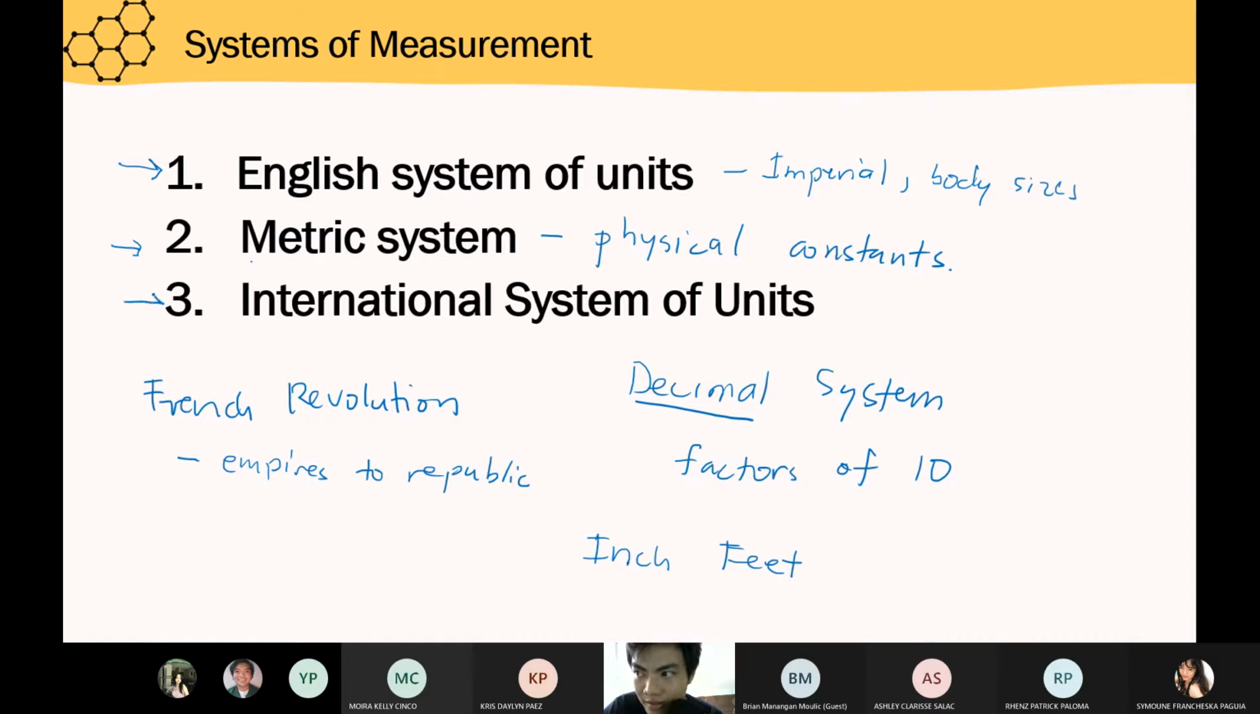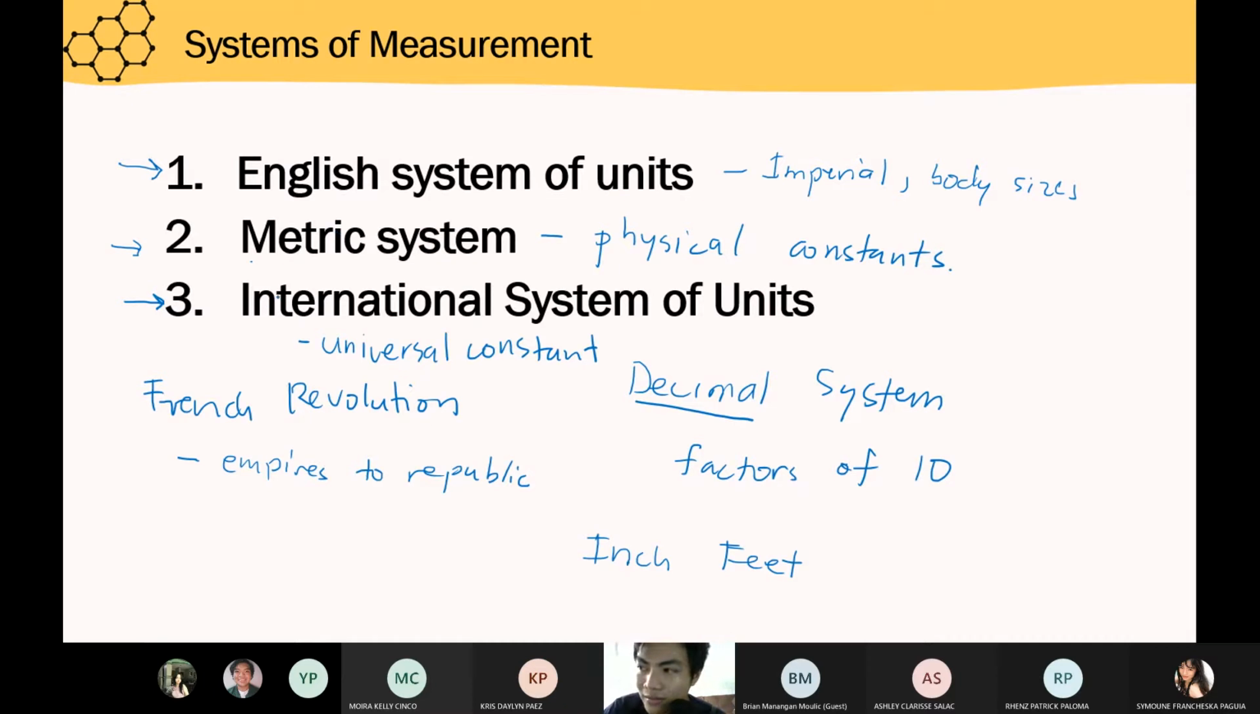And then currently, in the modern era, we have the International System of Units now. So the major improvement in this one is that instead of using physical constants, they instead used universal constants na. So that if ever tayo ay maging interplanetary species, pwede mo gamitin yung measurement pa rin natin. Okay? Kunwari, yung some of you may live in Mars in the future, no? So yung measurement sa Earth, pwede nyo rin gamitin sa Mars, no? Okay.